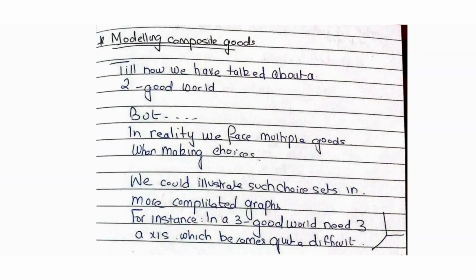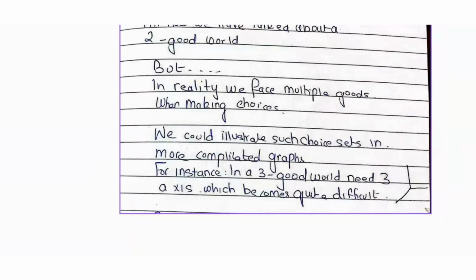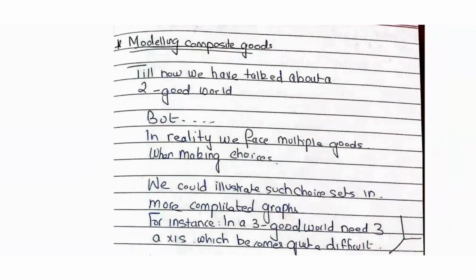Now, we could illustrate such choice sets in more complicated graphs. So far, we're looking at 2D graphs, right? On the horizontal axis, we had x1, on the vertical axis, we had x2. In a three-good world, with x1, x2, x3, we would need three axes, right? On one axis we'd plot x1, another axis we would plot x2, and another axis we would plot x3. But working with three-dimensional graphs would become quite difficult.